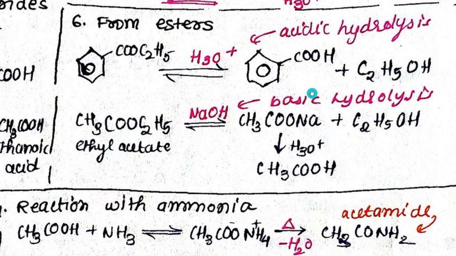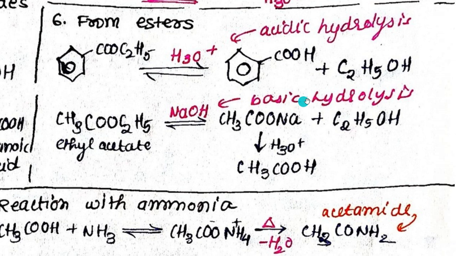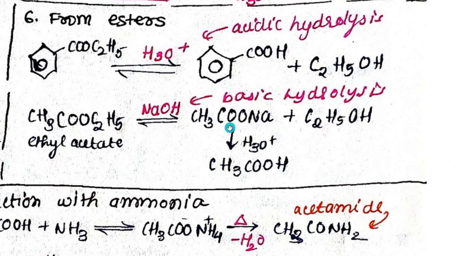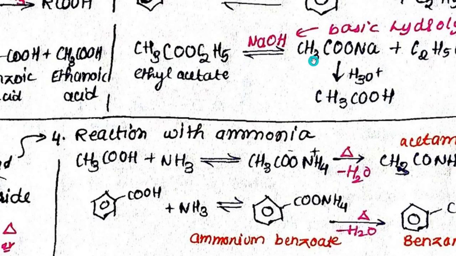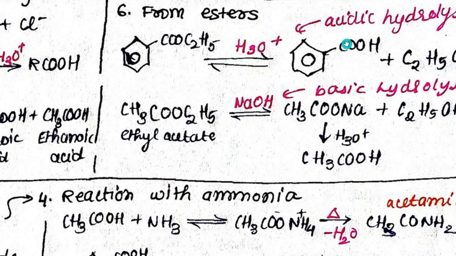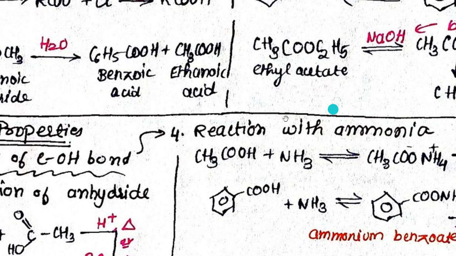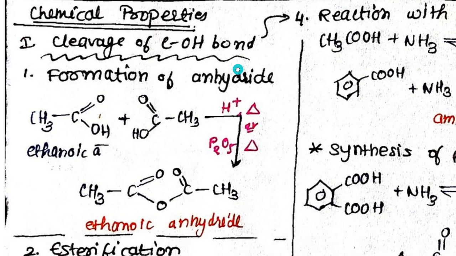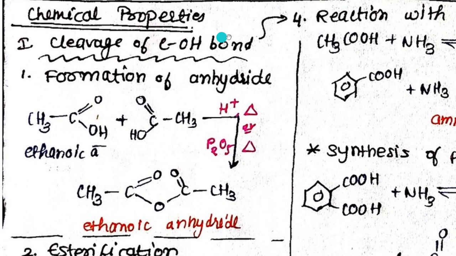So if I do basic hydrolysis, then what happens? If I have ethyl acetate, CH3COOC2H5, reaction with NaOH, which is basic hydrolysis, it will give me CH3COONa plus C2H5OH, which again on reaction with H3O plus I have to get CH3COOH. So this is a two-step process. If acidic hydrolysis, one step; basic hydrolysis, two steps, because again we have to react with H3O plus in the second step.